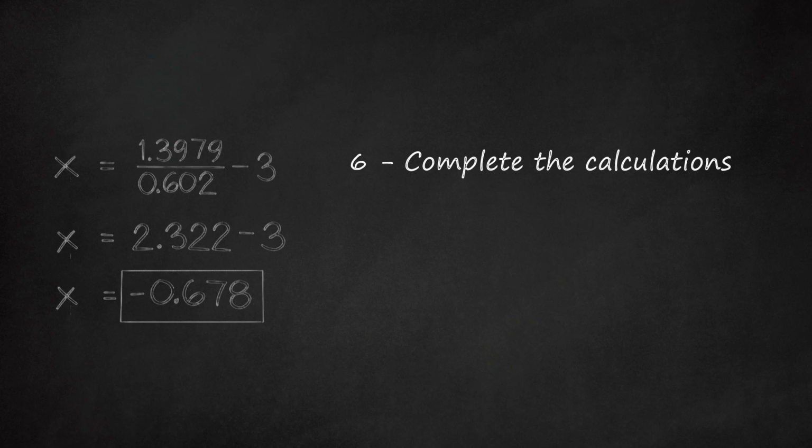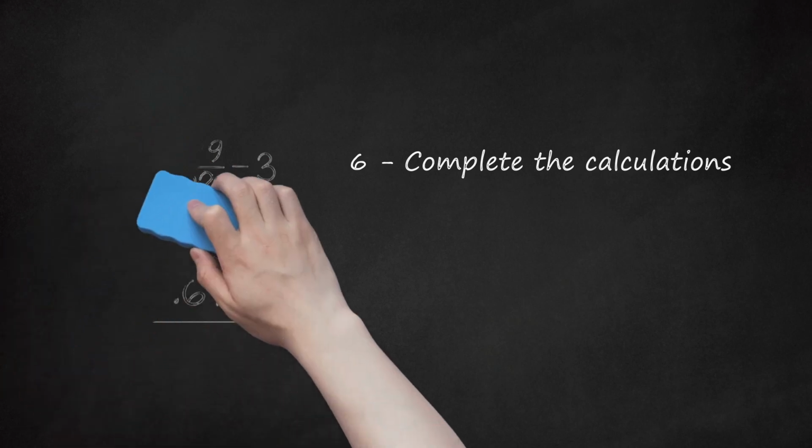For example, in x = 1.3979 / 0.602 - 3, you should divide first, then subtract. x = 2.322 - 3, so x = -0.678.